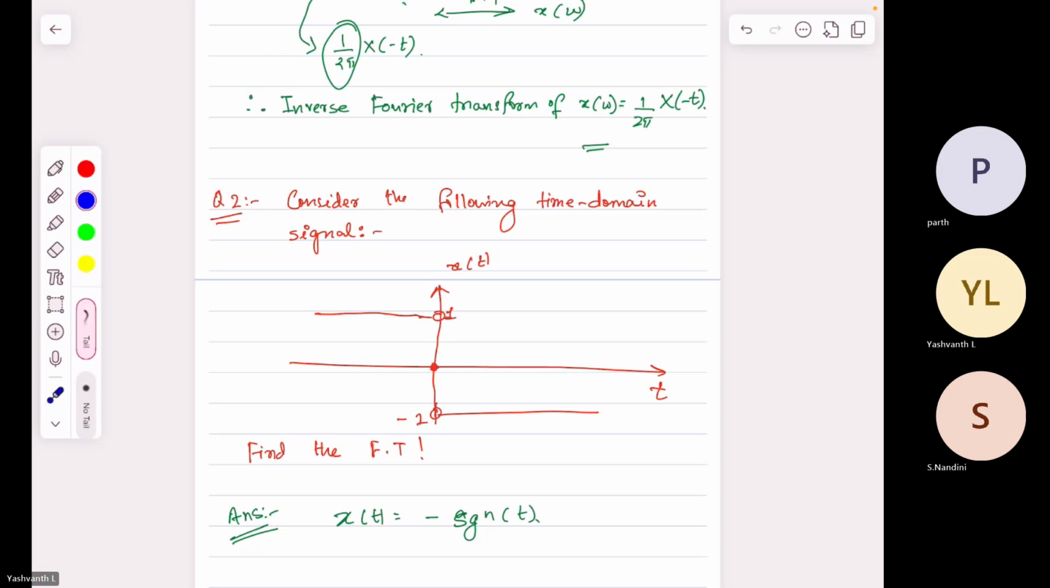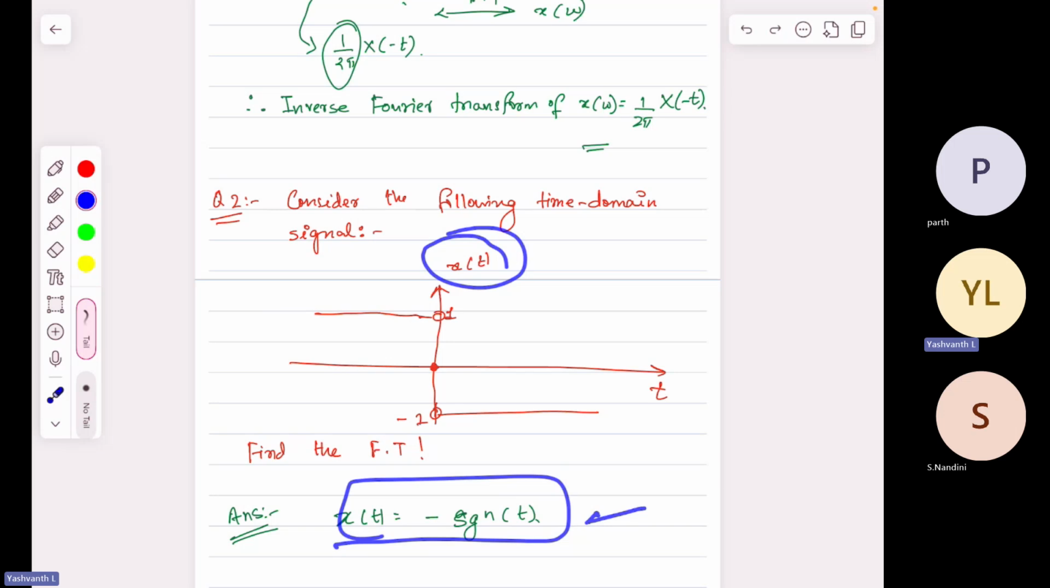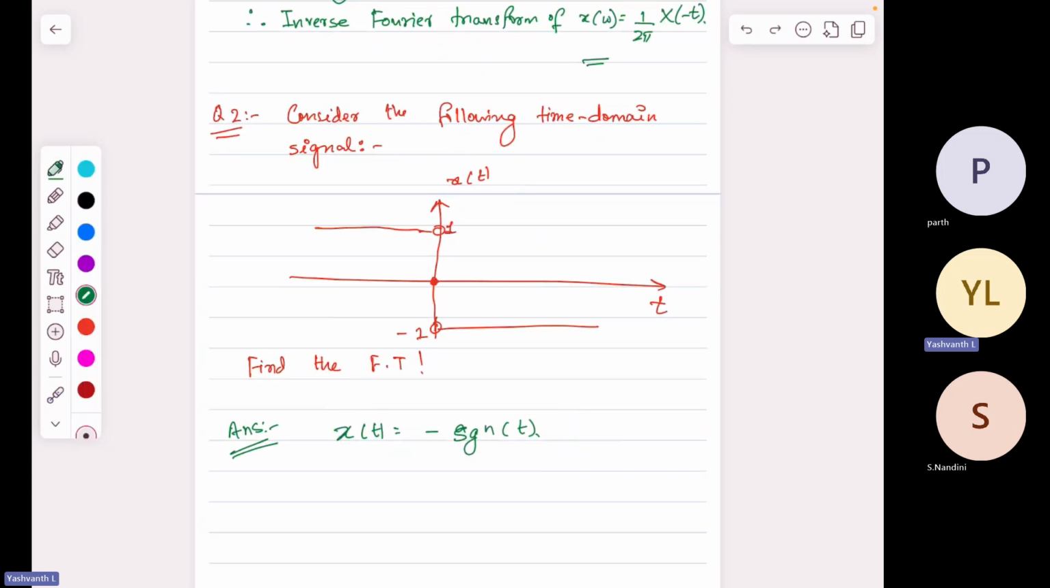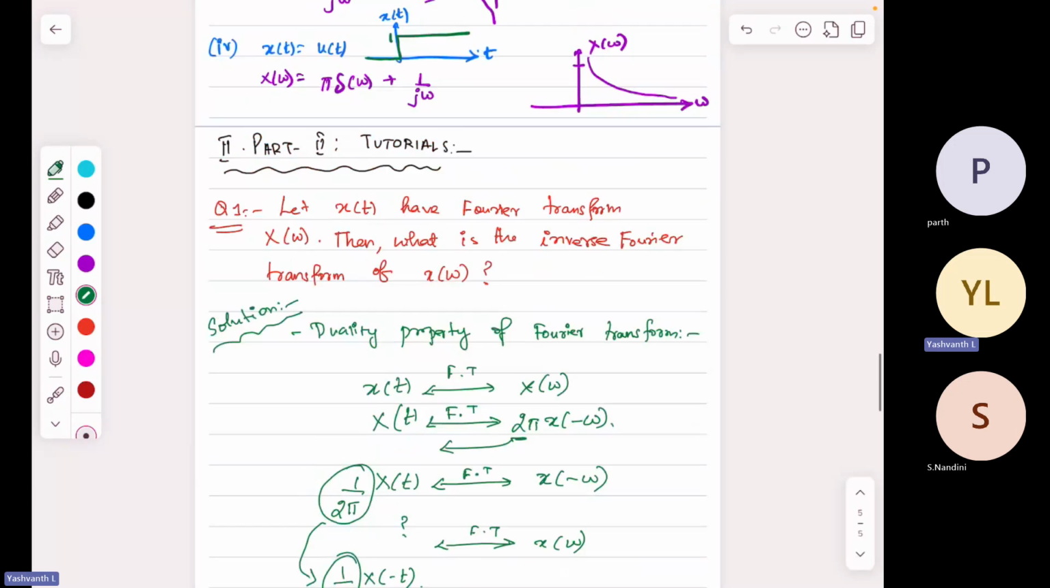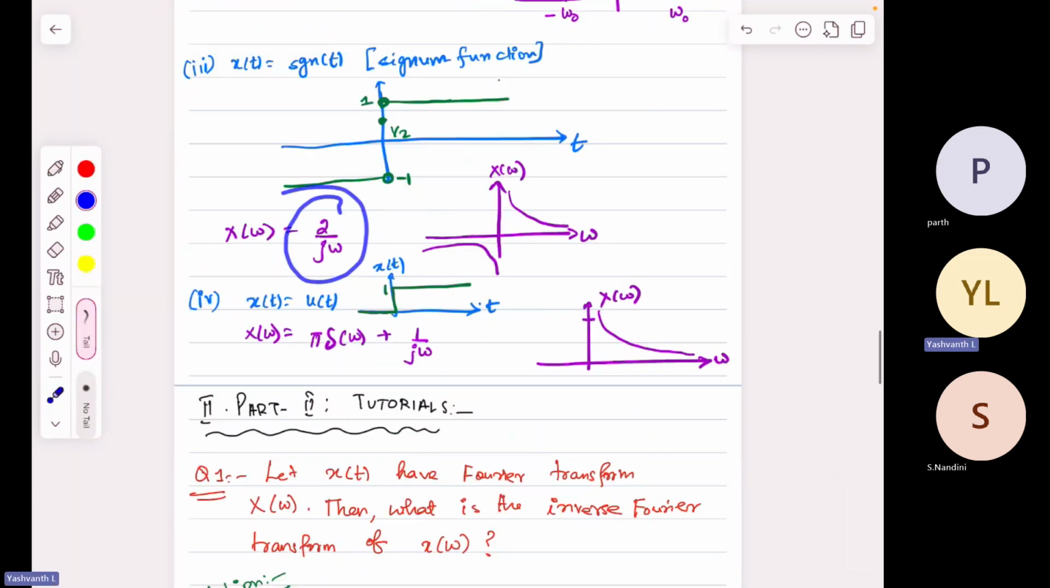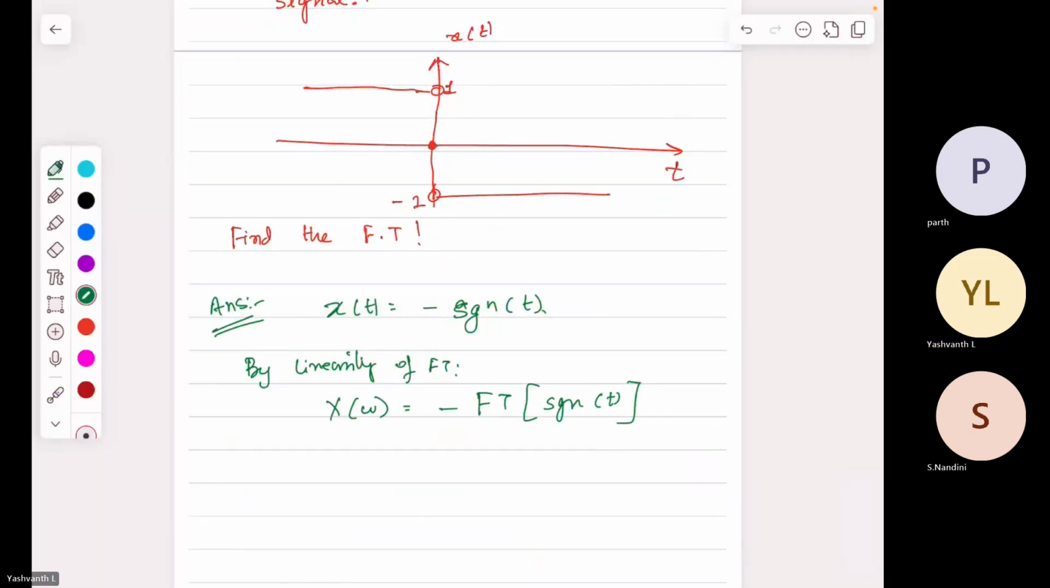Because the signum function will take the value 1 if t is positive, but this minus will make it minus 1. That is why, when t is positive, it is minus 1. Similarly, signum of t takes a negative value when t is less than 0, but there is a minus outside, so minus of minus 1 becomes plus 1. So this x of t is basically the negative of the signum function. That means, by linearity of Fourier transforms, x of omega equals minus the Fourier transform of signum of t. The Fourier transform of signum of t was solved in class: 2 by j omega. Therefore, it is just minus 2 by j omega. That's all. Simple.